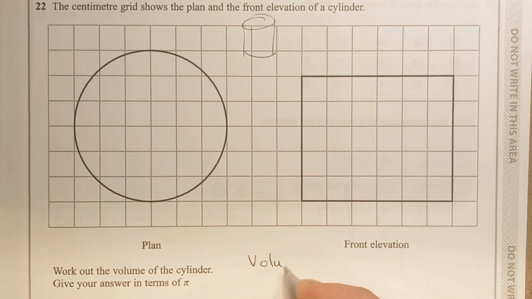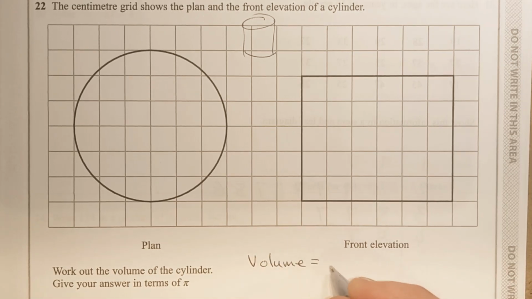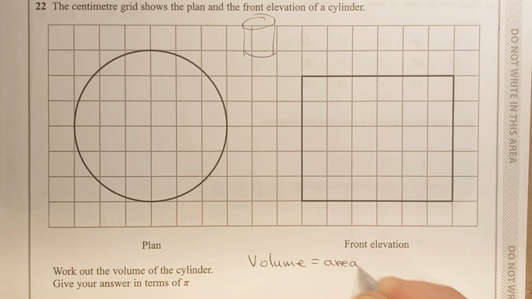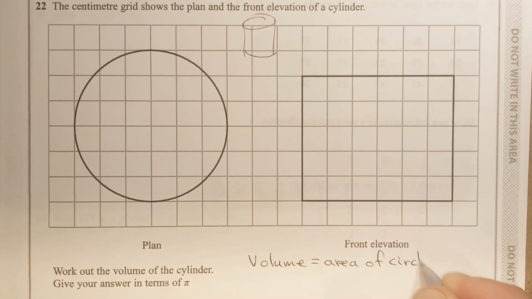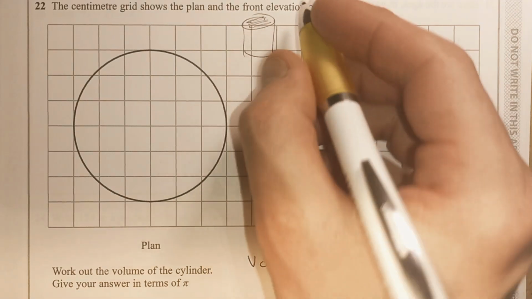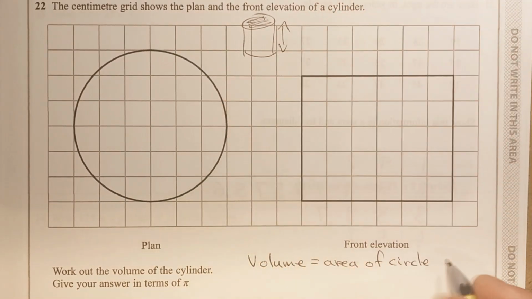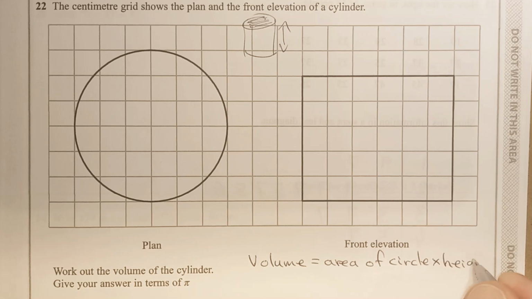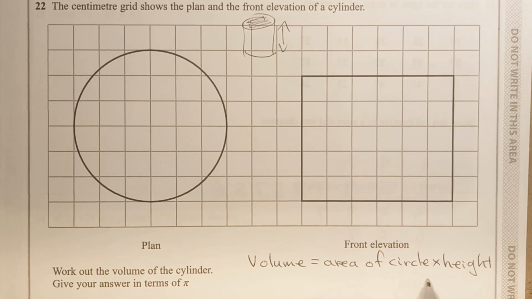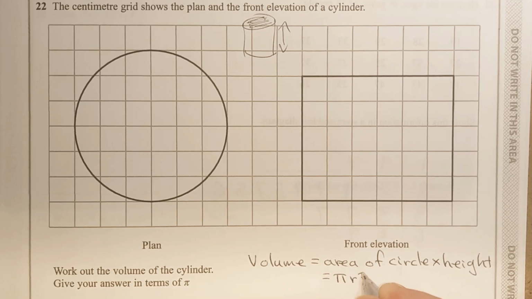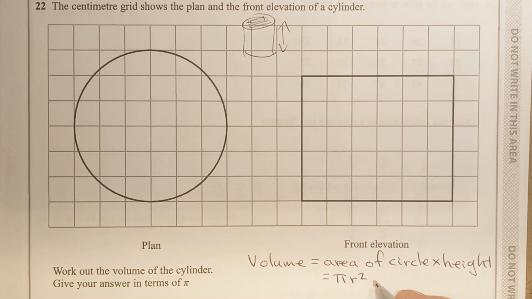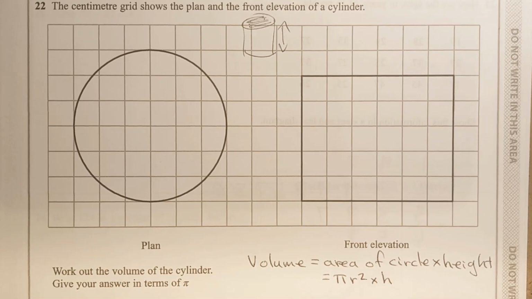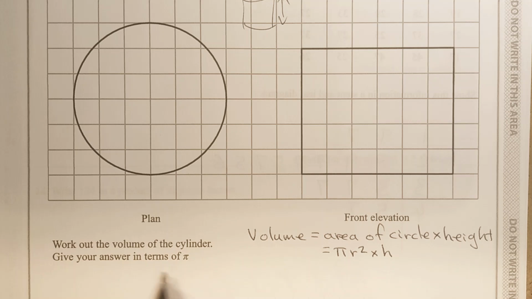Well, the volume of a cylinder is equal to the area of the circle, so this bit on top here, multiplied by the height. The area of the circle is going to be pi r squared, and the height we can just call h for now. It says give your answer in terms of pi, so we're not going to replace that, but we need to know what r is, and we need to know what h is.